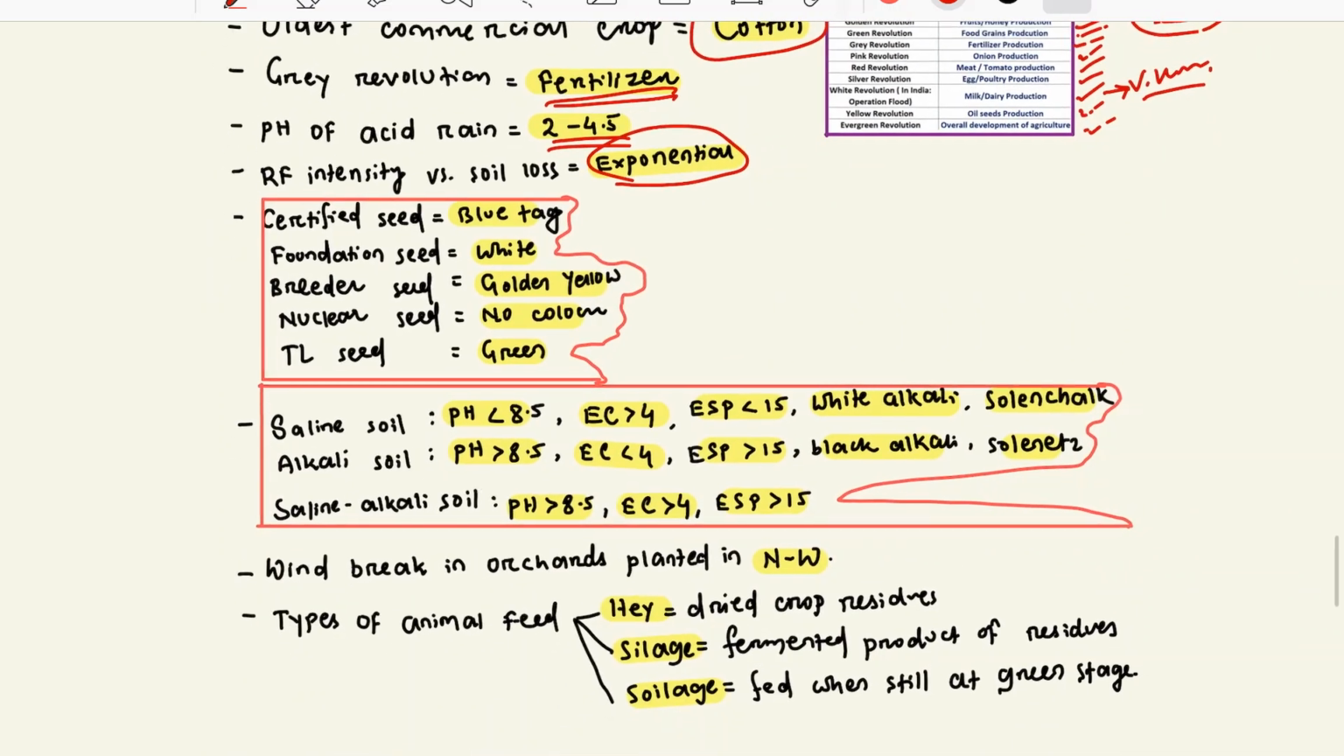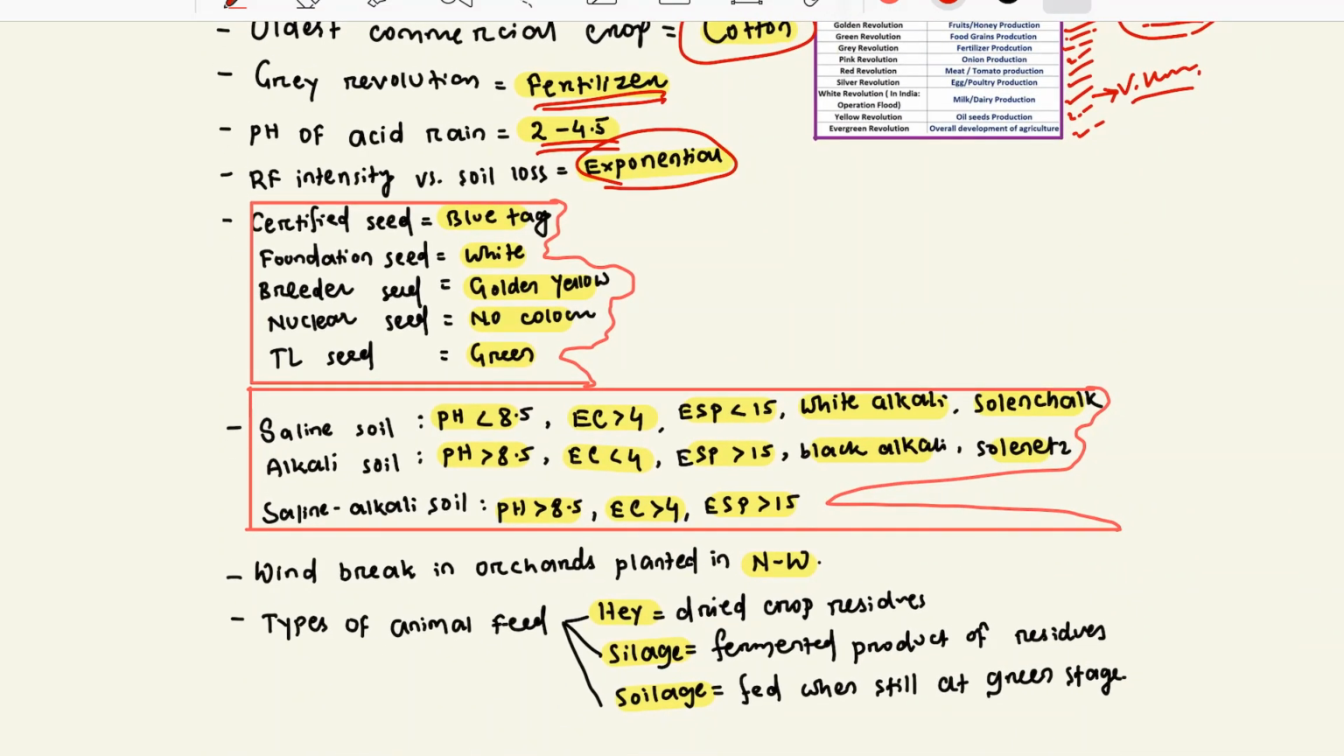So there are some tag colors. For certified seed, generally a blue color tag is used. For foundation seed, white. For breeder seed, golden yellow. For nuclear seed, the tag has no color. And for truthful label seed, which is not available in Indian conditions, that is green color.